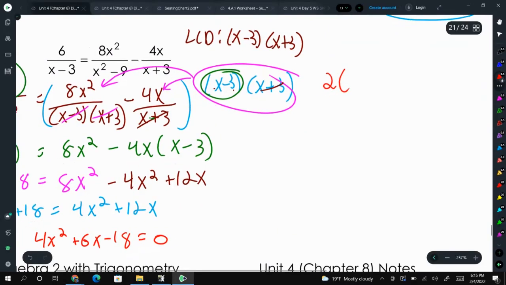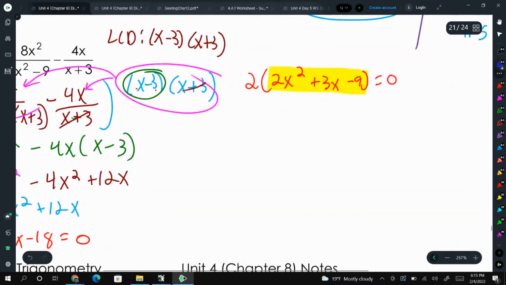So once we factor out a positive 2 from this, we are left with 2x squared plus 3x minus 9 equals 0. And then we're going to factor this. You could factor that by grouping, or you could factor it by guess and check. I am going to do guess and check, and the reason for that is because the numbers are easy to work with. Because my a value is 2, the only two factors of that are 1 and 2.